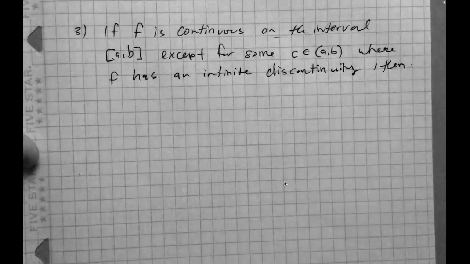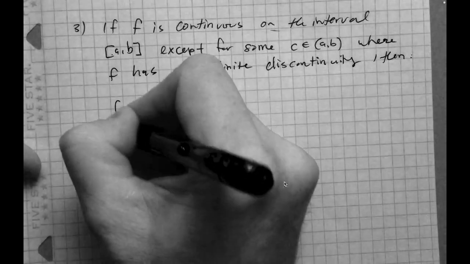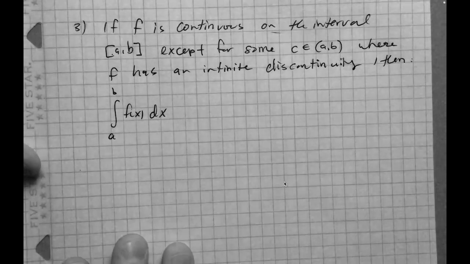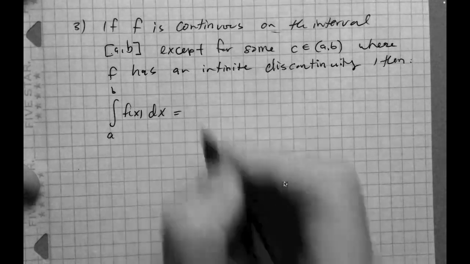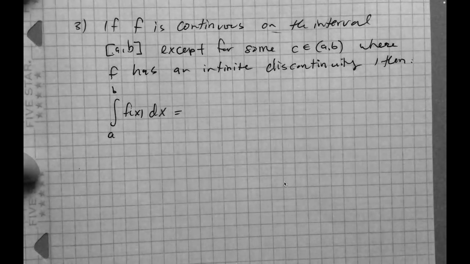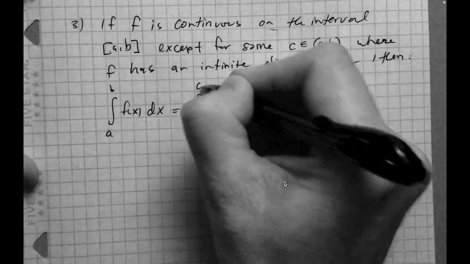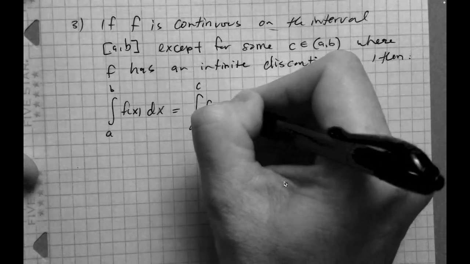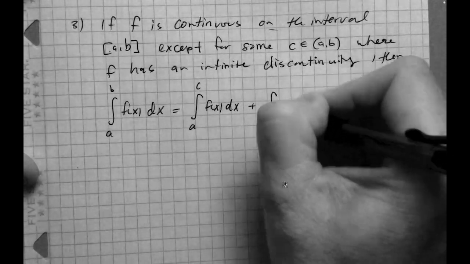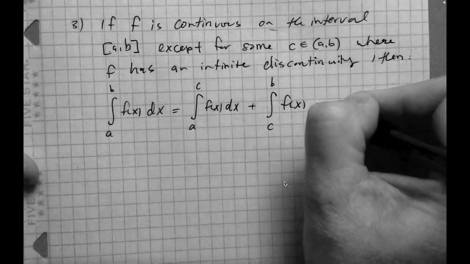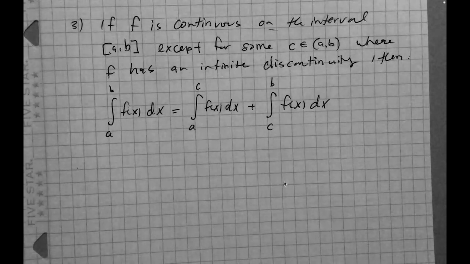well, then we're going to do something real similar. We've got the integral from A to B of f of x dx, and what we're going to do is break it apart into the integral from A to C of f of x dx plus the integral from C to B of f of x dx.